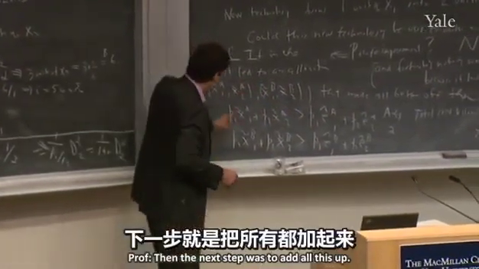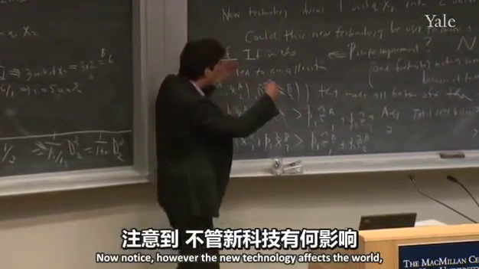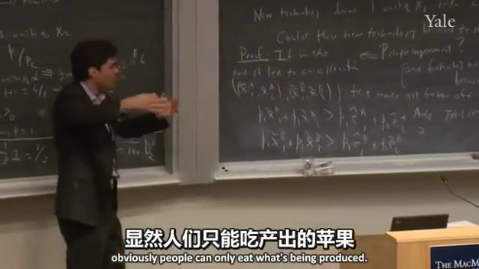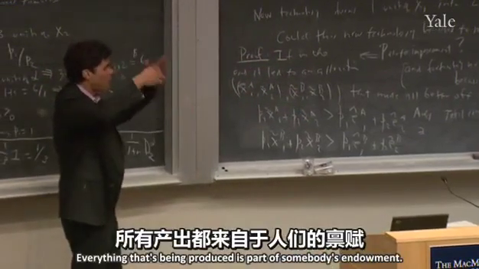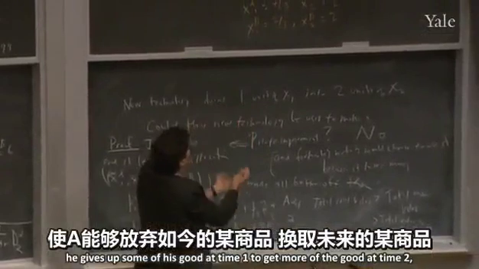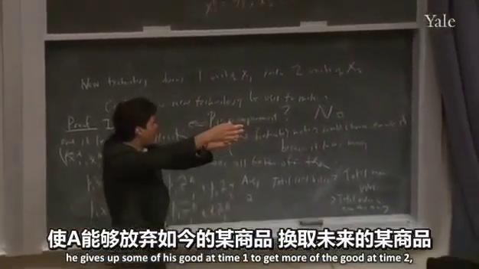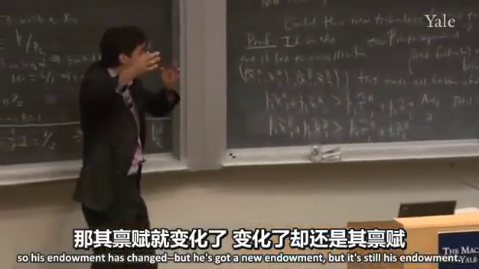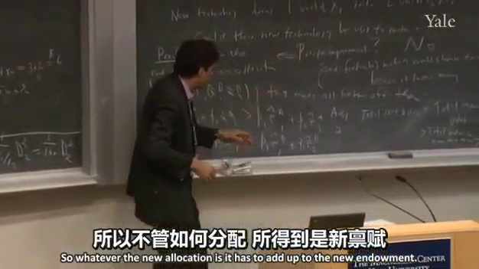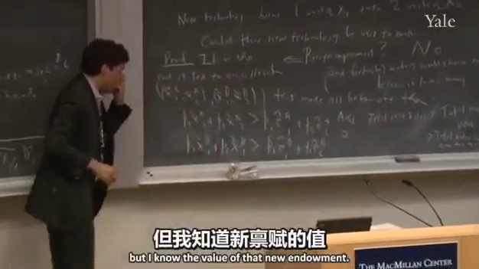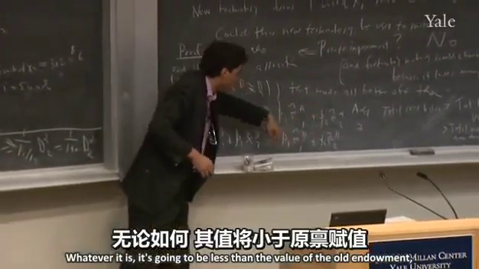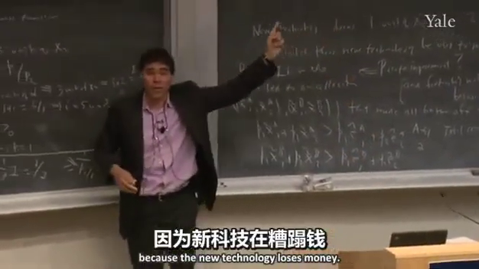Okay, then the next step was to add all this up. Now notice, however the new technology affects the world, obviously people can only eat what's being produced. Everything that's being produced is part of somebody's endowment. So if Mr. A invents the new technology, he gives up some of his good at time 1 to get more of the good at time 2. So his endowment has changed, but it's still his endowment. Whatever the new allocation is, it has to add up to the new endowment. Now I haven't even bothered to write down the new endowment, but I know the value of that new endowment, whatever it is, is going to be less than the value of the old endowment, because the new technology loses money.